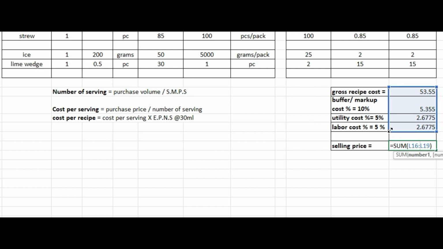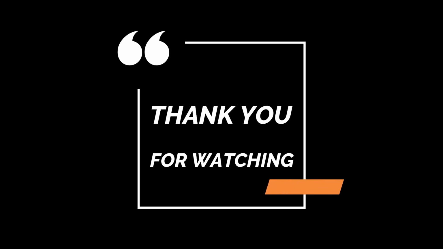So therefore, for our total selling price, just simply add all this, including your gross recipe cost and all the 3 cost percentages. So therefore, for our total selling price, we have 64.26 pesos. Okay, so that's how we make a costing for our beverage product.